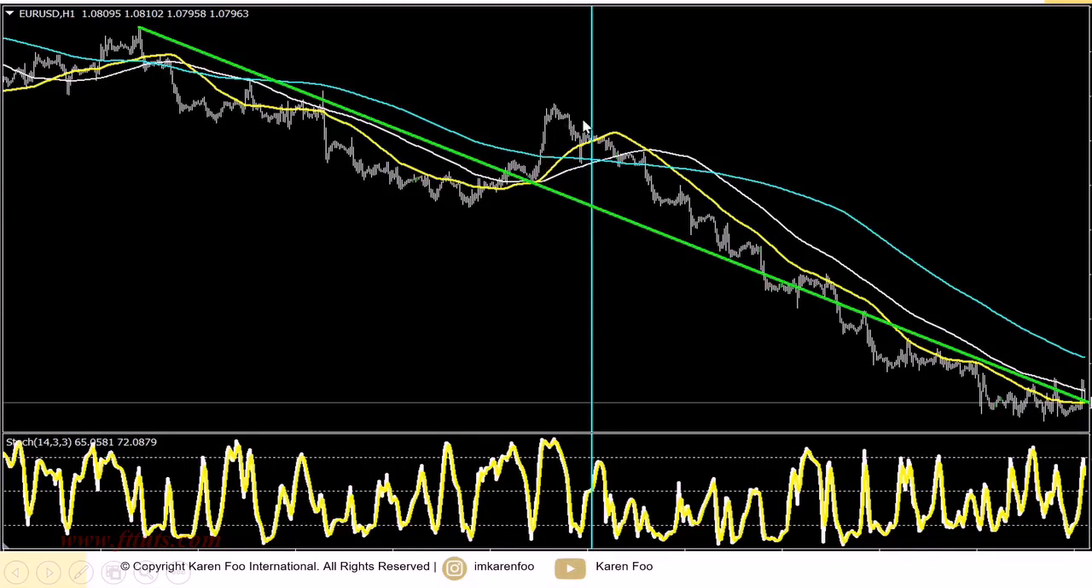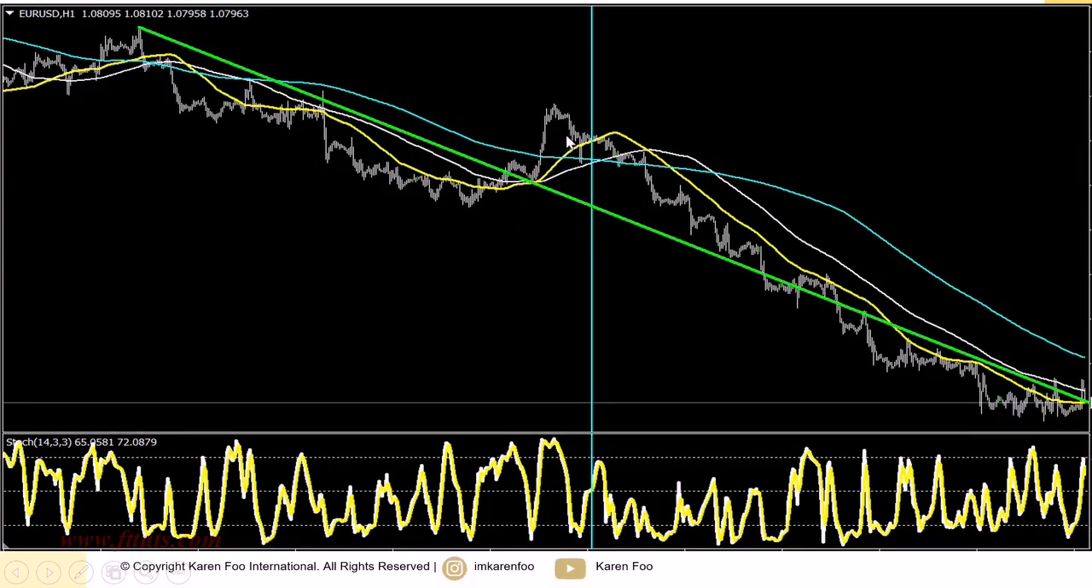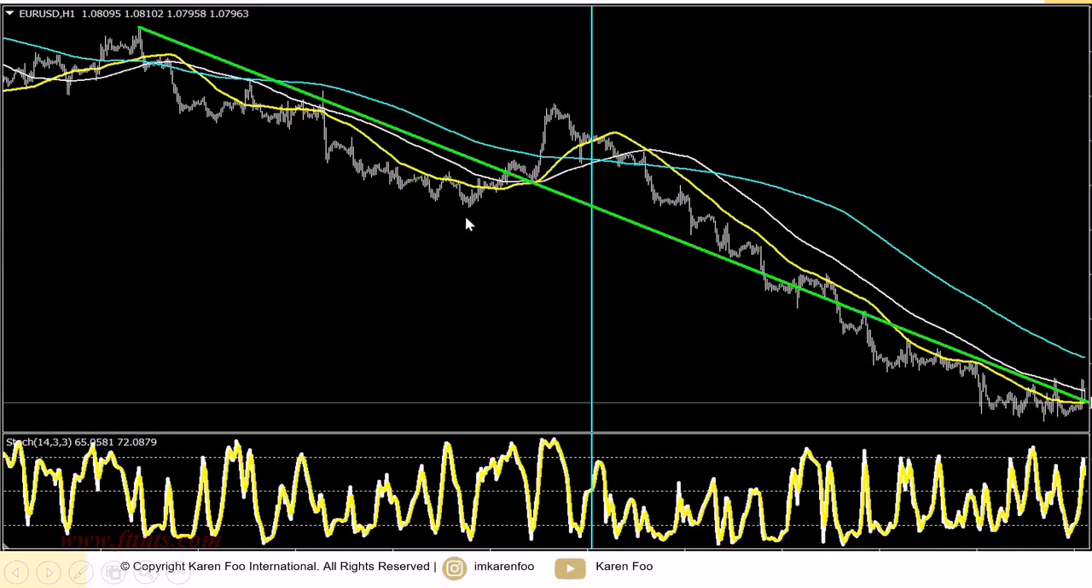So how do you spot a false crossover in the lower time frame? Just check the higher time frame. You want the higher time frame to be in line with your lower time frame. You want H4, the higher time frame, to be telling you the same thing as the lower time frame. Understand what I'm saying?